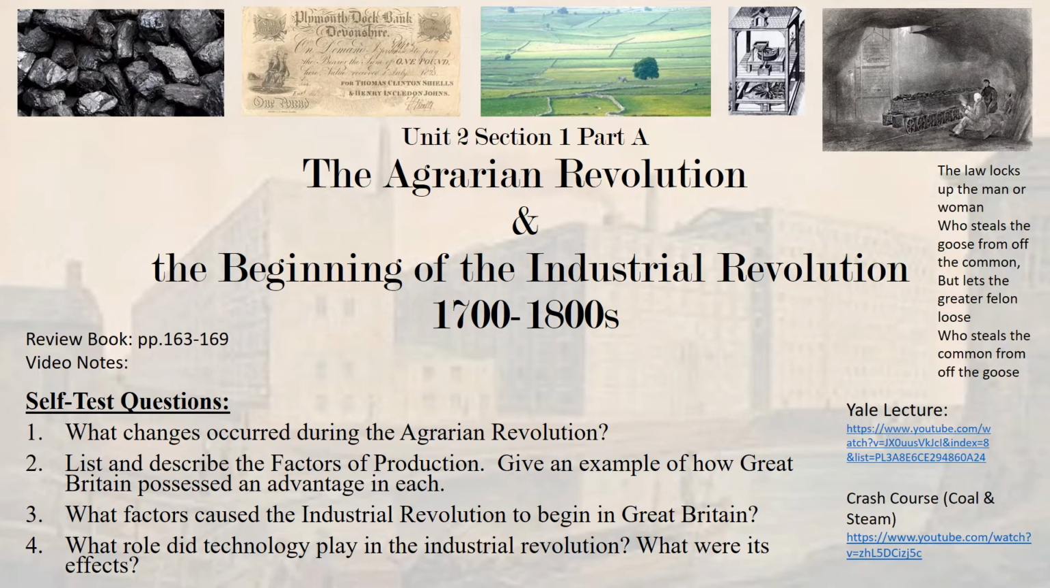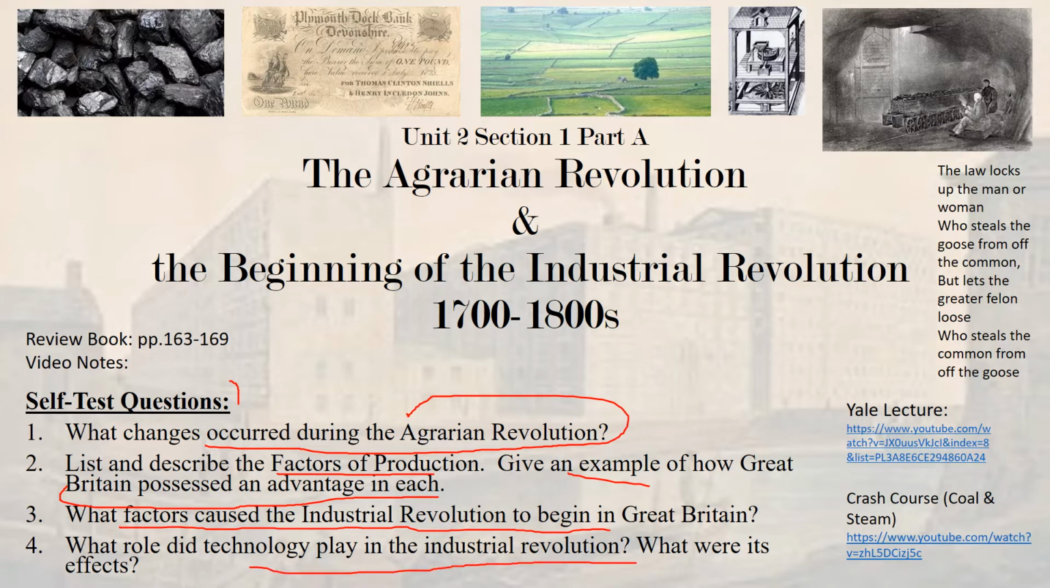Our self-test questions are big ideas here. What changes occurred during the Agrarian or Agricultural Revolution? List and describe the factors of production. Give an example of how Great Britain possessed an advantage in each of these. What factors caused the Industrial Revolution to begin in Great Britain? And what role did technology play in the Industrial Revolution? And what were the effects of these new technologies?